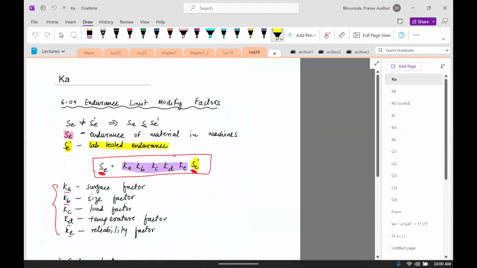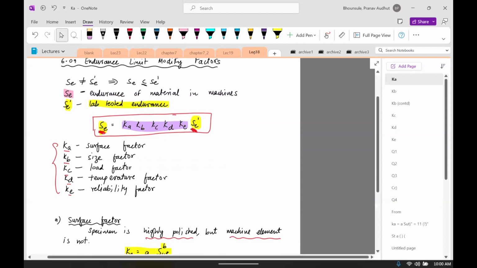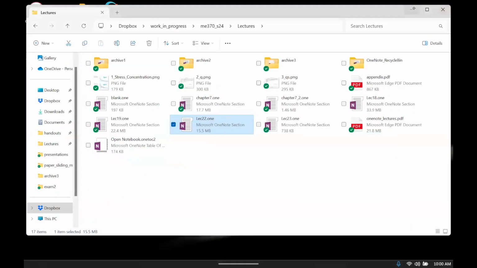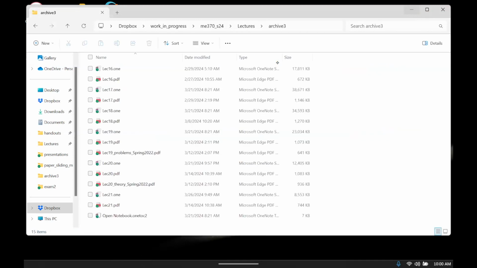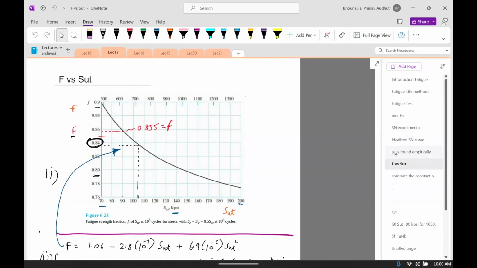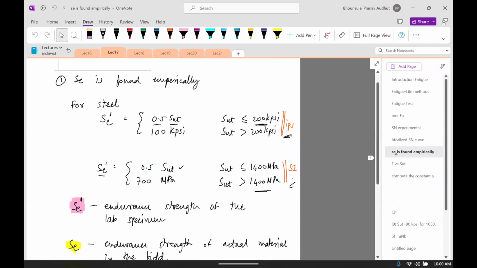So this is the endurance limit modifying factors. The endurance limit Se is all these factors times Se prime. So the question is, what is Se prime? I need to go one more lecture back. Lecture 17, maybe, on fatigue. Okay, here it is. Se is found empirically. We need these formulas in either SI or IPS. We are in IPS, so I'm just going to grab this and copy.